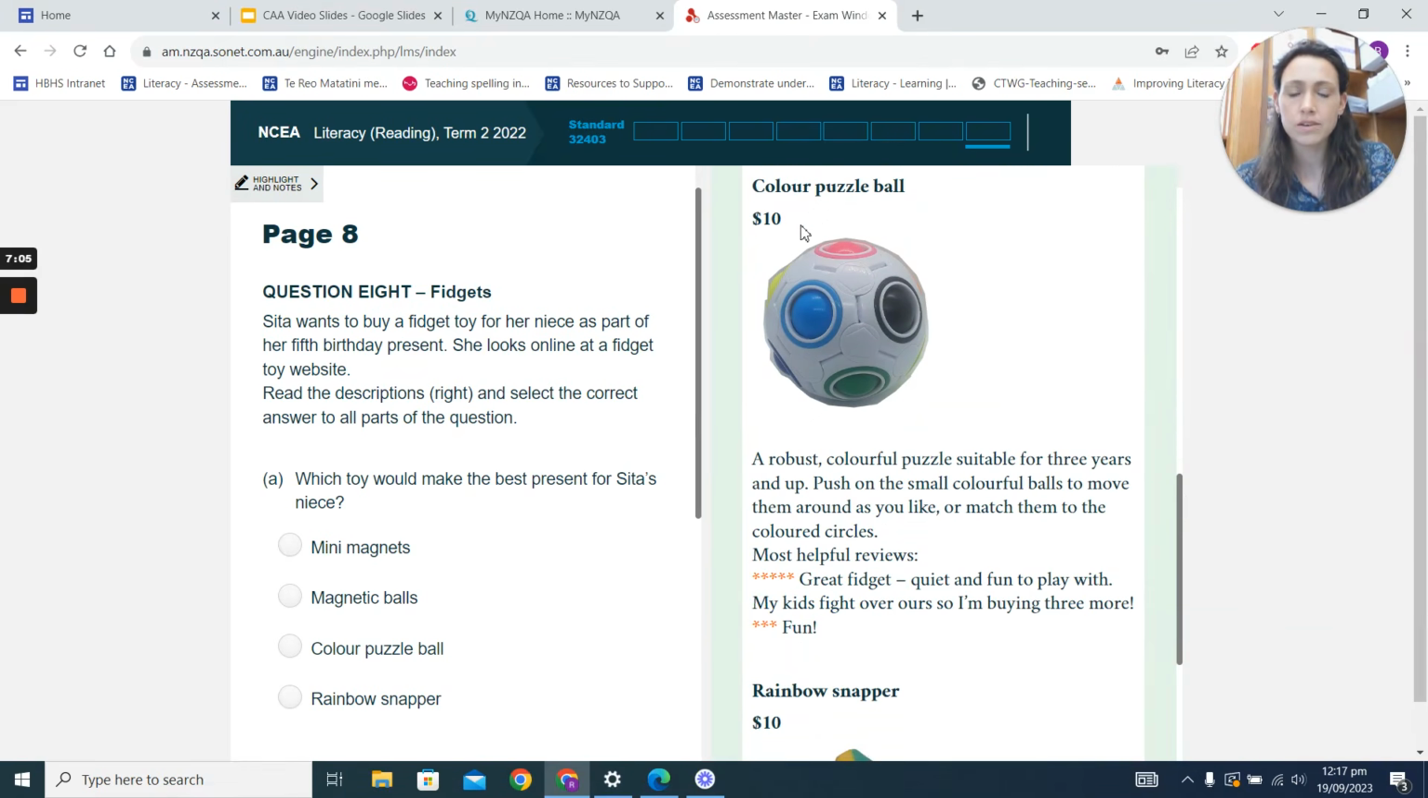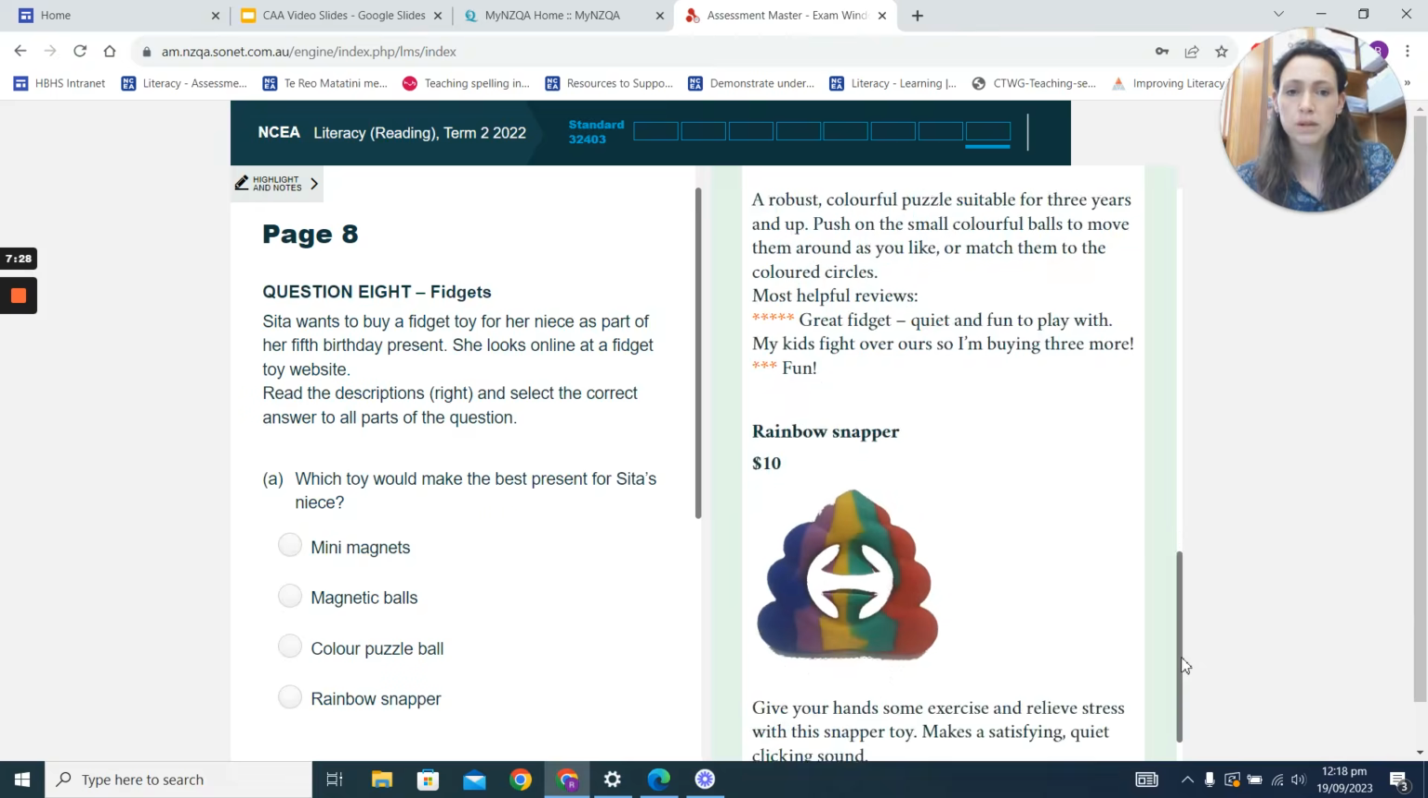Colour puzzle ball, $10. A robust, colourful puzzle suitable for 3 years and up. Push on the small, colourful balls to move them around as you like, or match them to the coloured circles. Most helpful reviews, 5 stars. Great fidget, quiet and fun to play with. My kids fight over ours, so I'm buying 3 more. Well, they really enjoyed the product, and 3 stars. Fun. This product looks very popular.